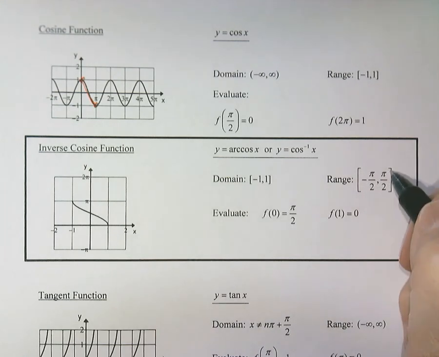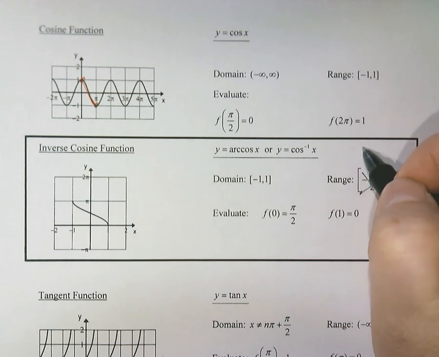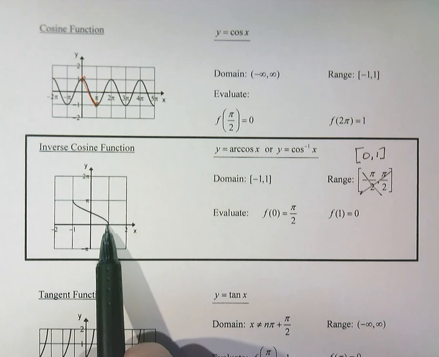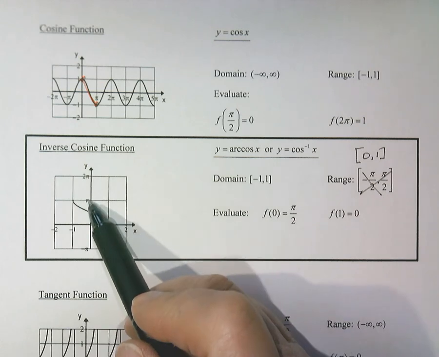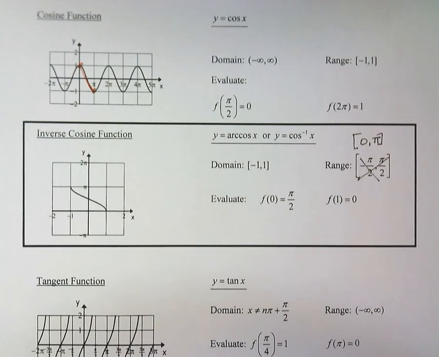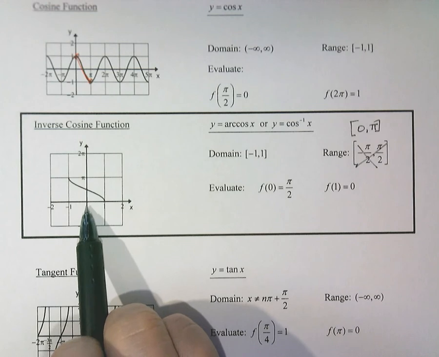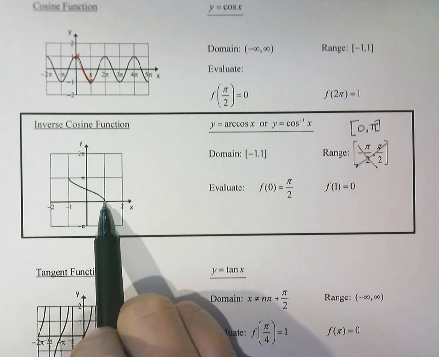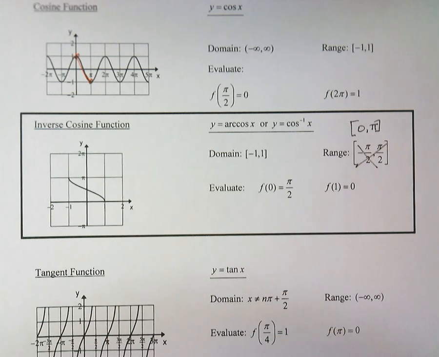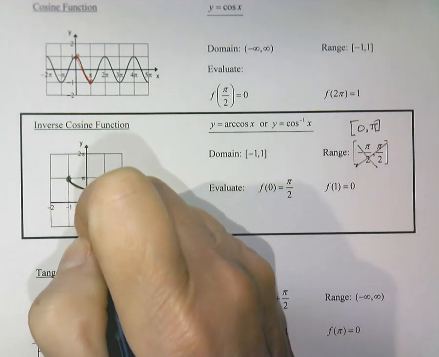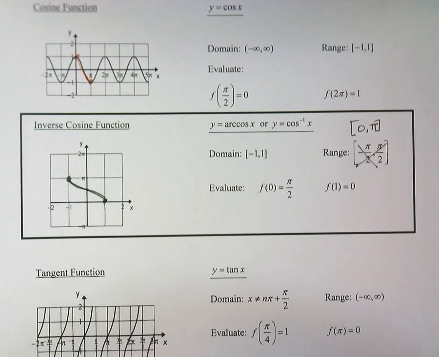And I see a mistake here. It doesn't go from negative pi over 2 to... The range goes from 0 to 1. I'll correct that before I make copies. But my domain goes from -1 to 1, my range goes from 0 to pi. If I wanted to evaluate f of 0 equals pi over 2, f of 1 equals 0. So there's only one answer, and it's a very specific answer. So this graph is this portion of the cosine graph that looks like that.